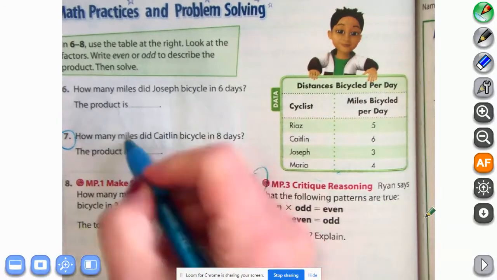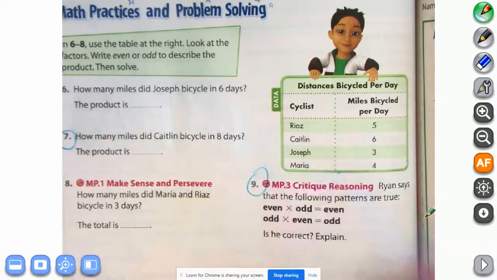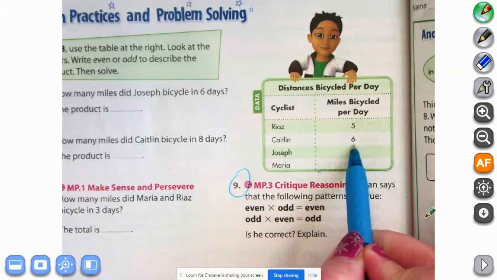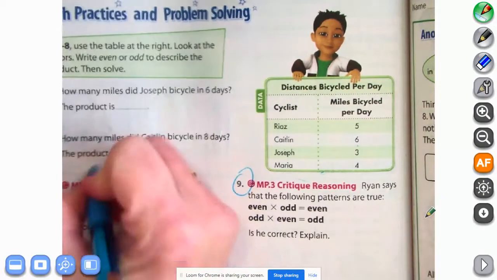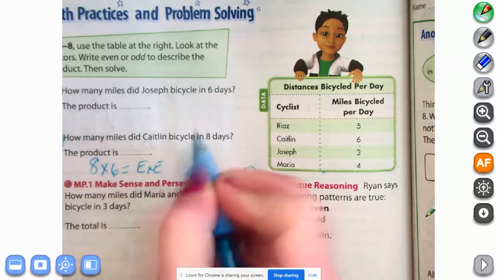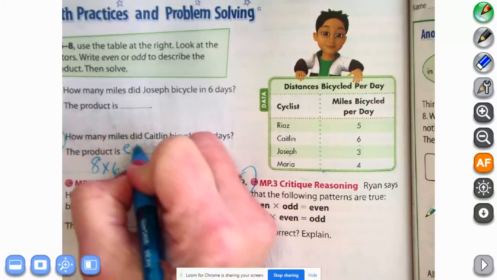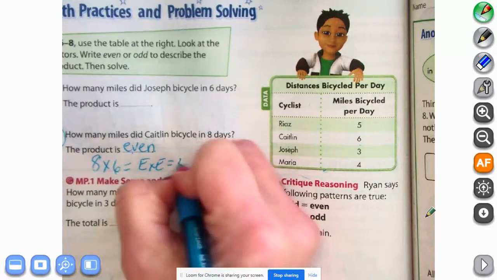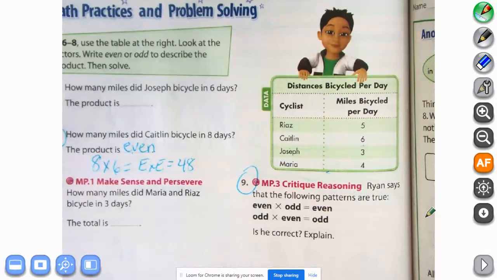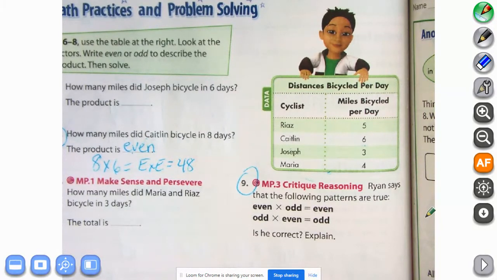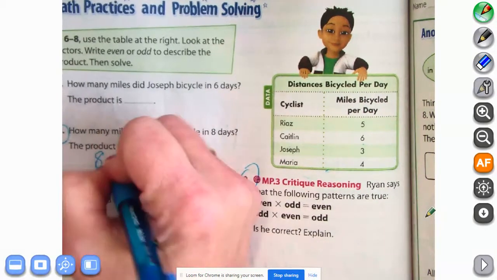Let's look at 7. How many miles did Caitlin bicycle in 8 days? Okay, so let's find Caitlin. She went 6 per day, so 8 times 6. So we have an even times an even, so that means the product is going to be even. And that will equal 48. Okay. Go ahead and get that written down in your book.